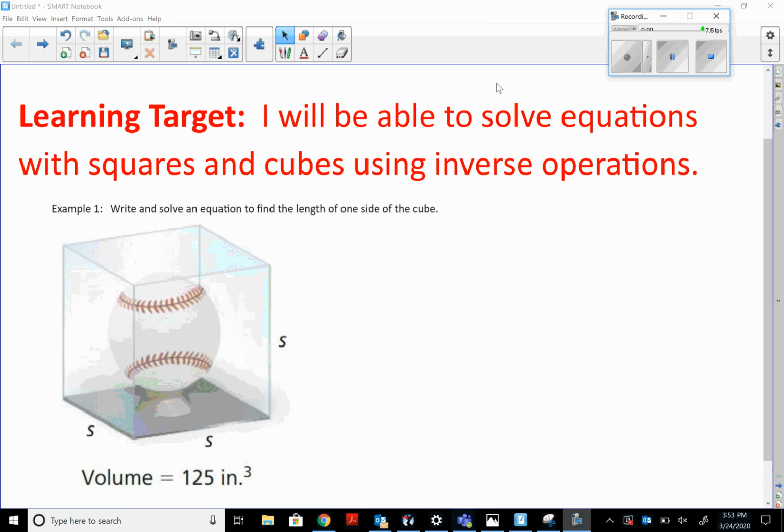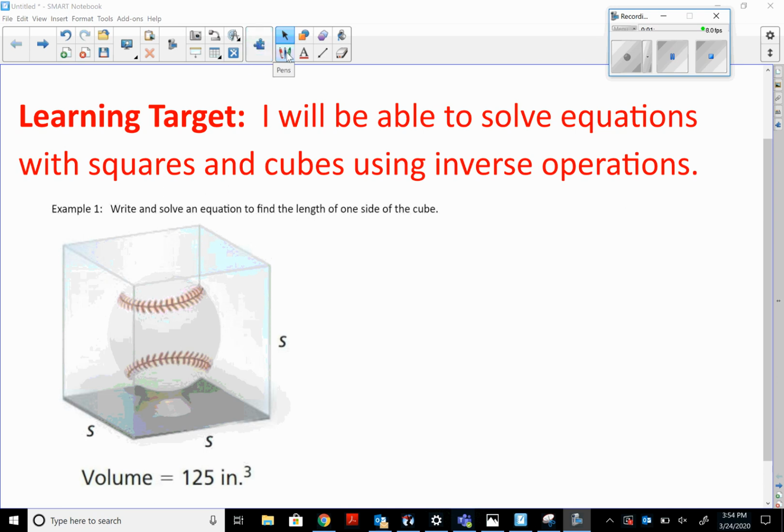I'm going to go ahead and start with a review problem of stuff that we did before spring break, specifically solving equations with squares and cubes using inverse operations. So everything in this lesson is going to be a review, but I wanted to make sure I did do a review with you. So we have a cube case for a baseball here, and they have given us the volume, which is 125 cubic inches, and our goal is to write and solve an equation to find the length of one side of the cube.